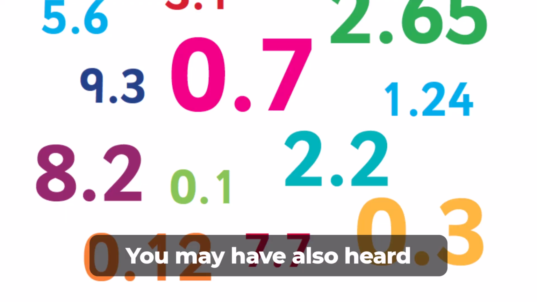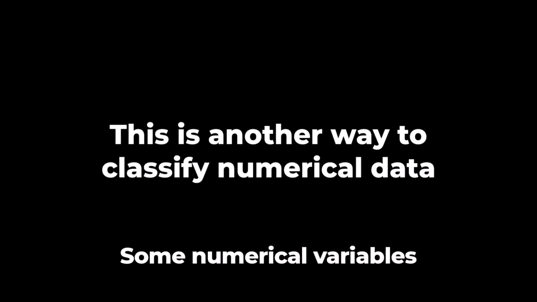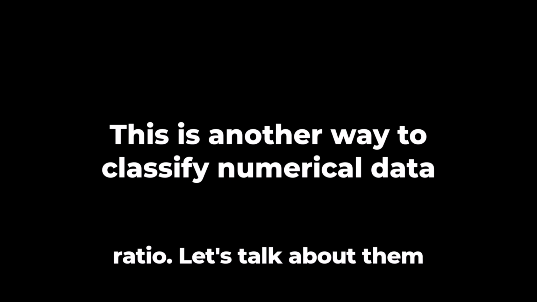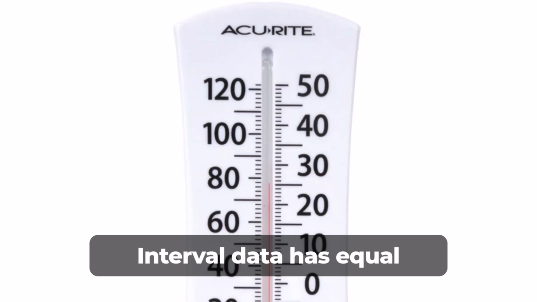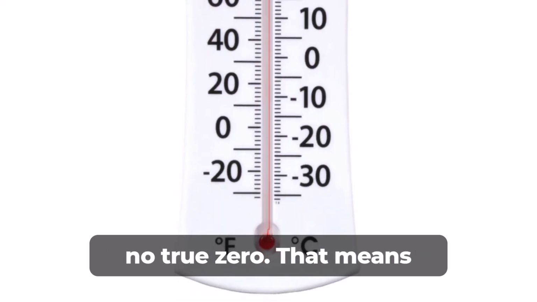You may have also heard about interval and ratio data. Some numerical variables are interval and others are ratio. Let's talk about them separately. First of all, interval data. Interval data has equal spacing between values, but no true zero. That means 0 doesn't represent the absence of the thing being measured.